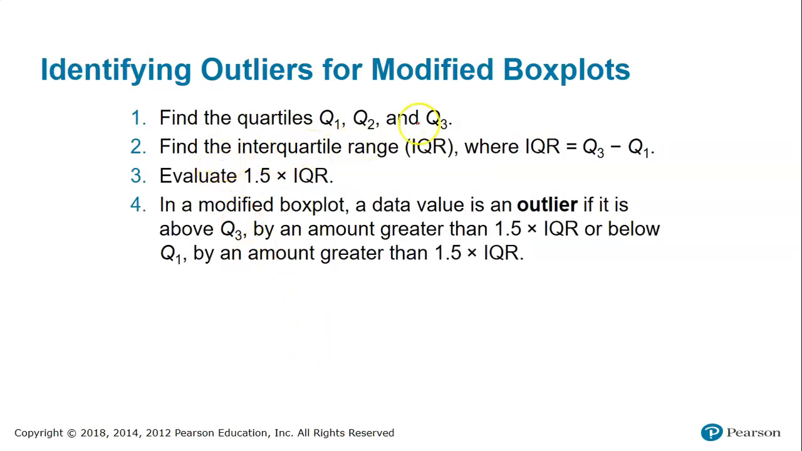Okay, in order to do what's called a modified box plot, you actually have to identify what your outliers are. And this is where that interquartile range comes in, or your IQR. So we want to figure out what the IQR is for this. Once you have your IQR, you're going to multiply it by 1.5 and then either add that to the third quartile or subtract it from the first quartile, and anything outside of that will become an outlier.